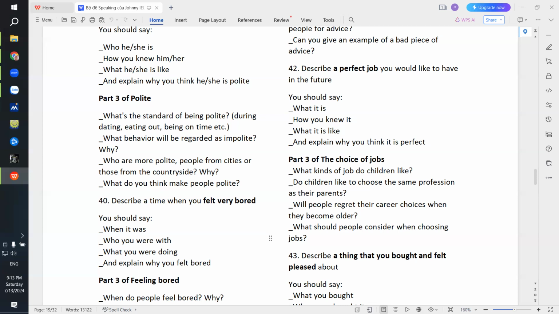So what kinds of job do children like? I think children are usually fond of the job that they feel is fun and exciting to them, and sometimes the job they got inspired from their idol, the one that they admire. There are some common choices of children, which are being a teacher, a doctor, or an astronaut, or even a firefighter. Firefighter.